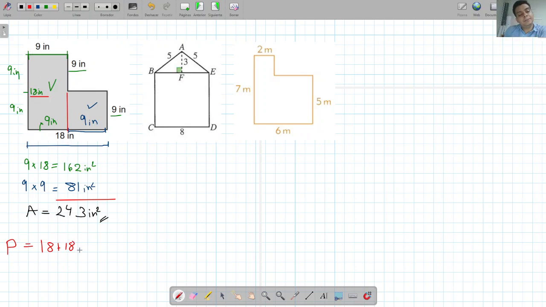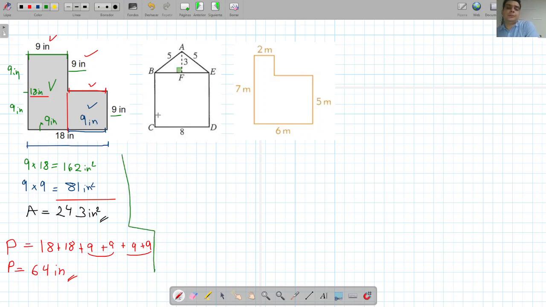We got 9. 9 from here. Then we have 9 again. And then we have 9 again because this is 9 inches. And the last one, we got the last 9 inches here. If we add everything, this is 18, 18. So we got 32 plus 32 is 64 inches in total. Are we finished?